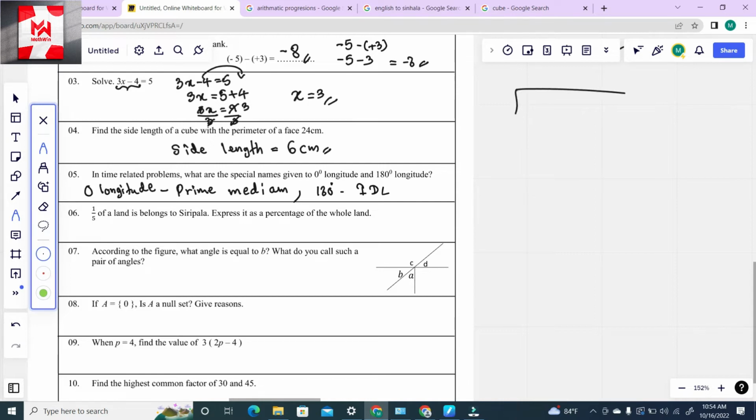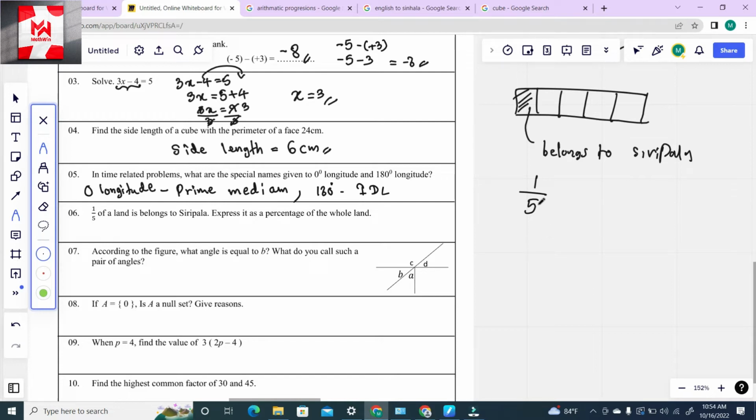There is a land, and 1, 2, 3, 4, 5. So 1/5 of this belongs to Siripal. That means the land is divided into 5 pieces, and one piece selected belongs to Siripal. So express it as a percentage.